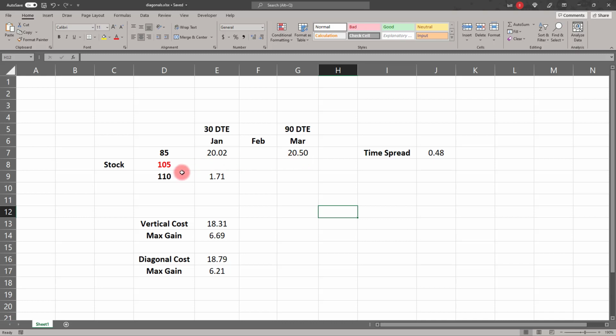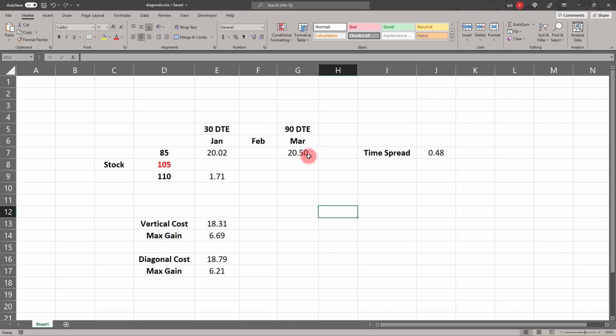So now let's take a look at the 110 call for January, 30 days to expiration. It's worth $1.71. So again, what a lot of traders will do is they would like to buy maybe this longer dated option deep in the money, then they want to sell a higher strike call against it. And again, the idea is that you're just trying to push this option so deep in the money that it has virtually no extrinsic value and therefore is stock.